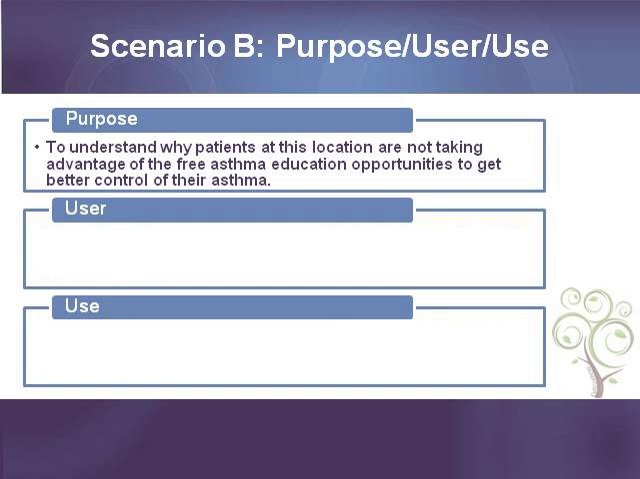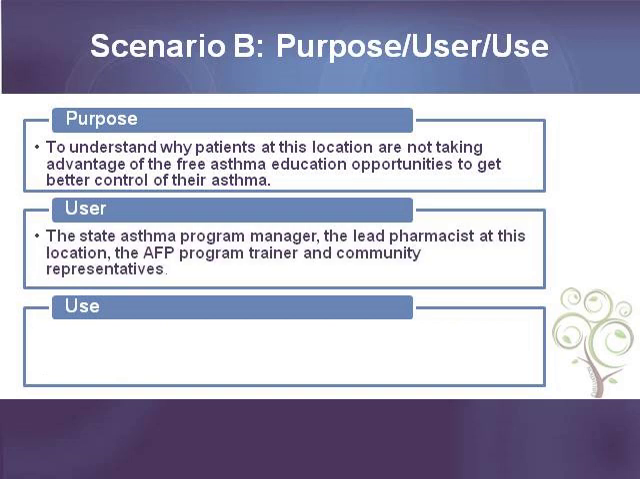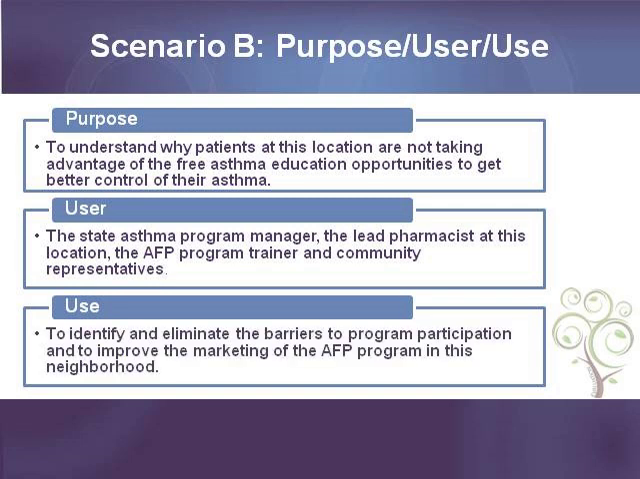In this scenario, who's going to use the information? Who's going to make the decision? The state asthma program manager, the lead pharmacist at the location, the AFP program trainer, and community representatives. Right? So there's something going on in a particular site such that a program that's been successful in some sites is not successful here. So you can see that the users are mostly going to be folks related to that site. What will the evaluation data be used for? To identify and eliminate the barriers to program participation and to improve the marketing of the AFP program in this neighborhood.